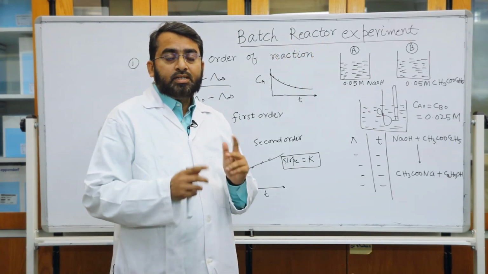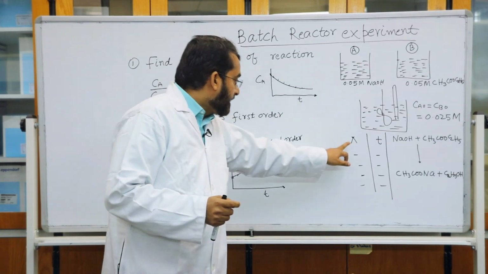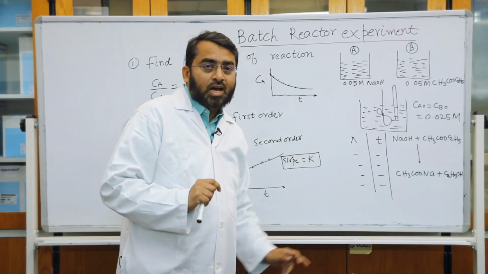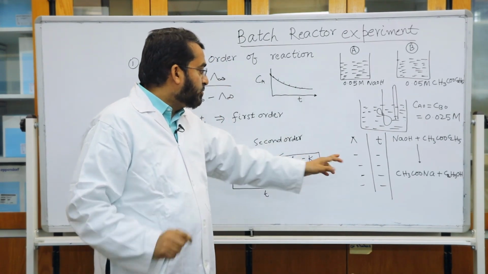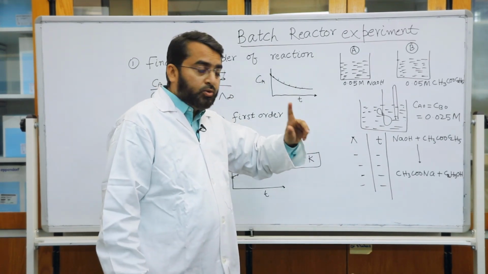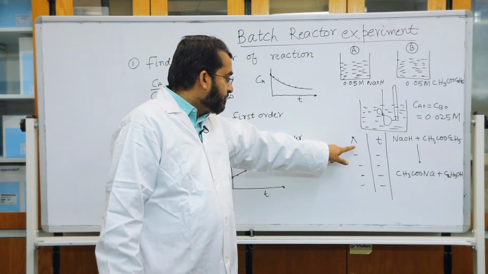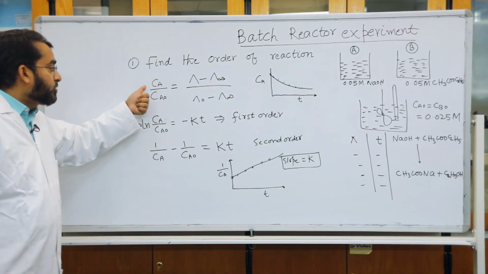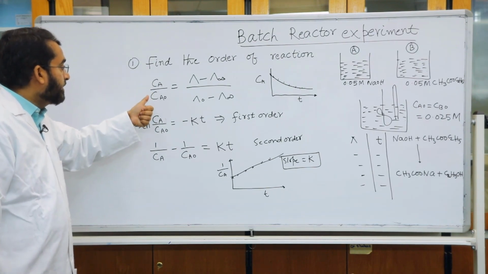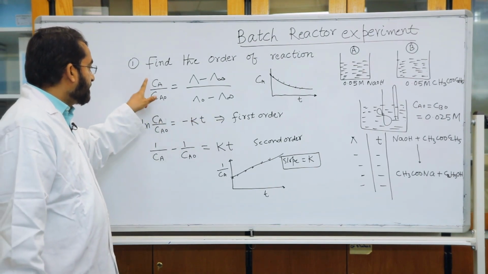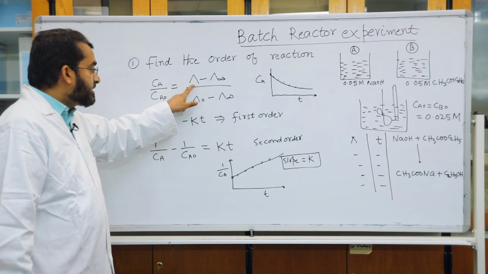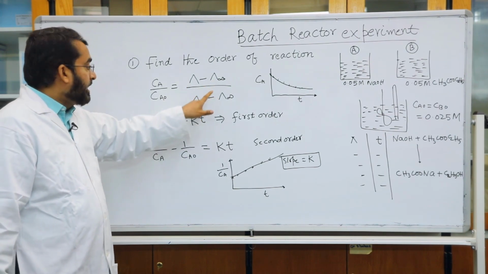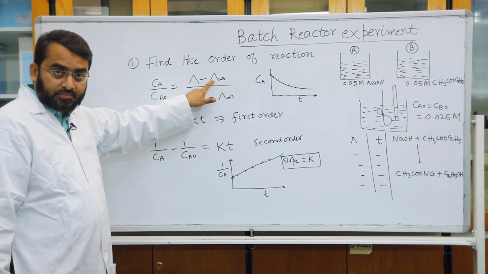Okay, so once you have the data, conductivity versus time, you have to process it. I will just explain to you how to process this data. You know how to convert conductivity to concentration. Using this equation, you can convert conductivity to concentration. This is the measured conductivity with time. Lambda 0 and lambda infinity are the initial and final conductivity.